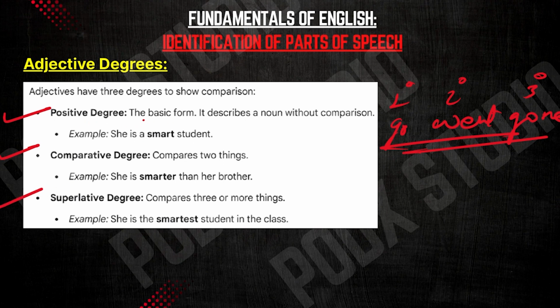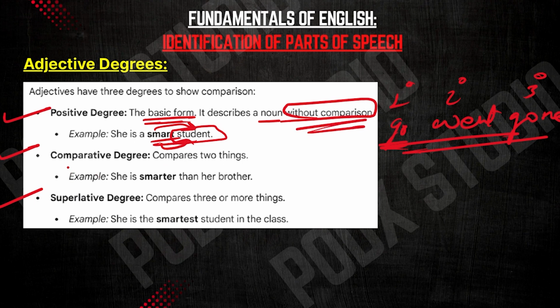Positive degree means the basic form, like go, normal. It describes a noun without comparison. For example, she is a smart student. Here the smart is describing the student, a single student, without comparison with others. Okay, without comparison.